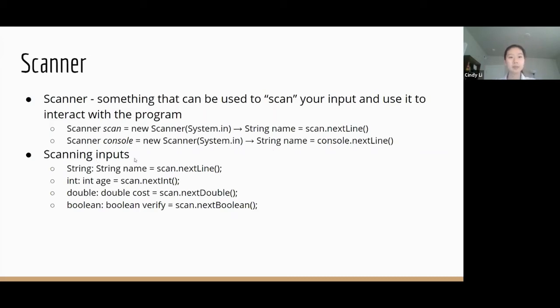We went over 4 different types of variables, and scanning them is of course different. For a String, we say scan.nextLine or console.nextLine, because it's a word or several words, so it's a line. For an int age, scan.nextInt; for a double, scan.nextDouble; for a boolean, scan.nextBoolean. So that's pretty simple. Does that make sense?